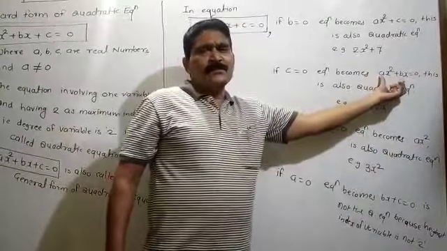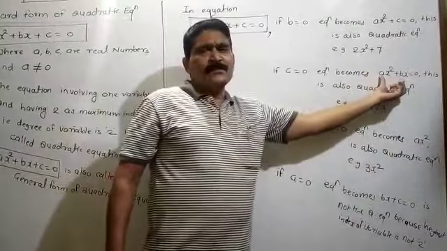Then the third condition, when b is equal to 0 and c is equal to 0. First we saw that when b is equal to 0, it is a quadratic equation, and when c is equal to 0, it is a quadratic equation. Now observe that when b and c both are equal to 0, what remains? x square is equal to 0. At that time you have to say that x square is equal to 0 is called a quadratic equation. For example, 3x square is equal to 0.